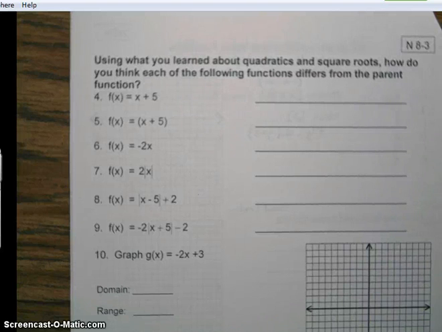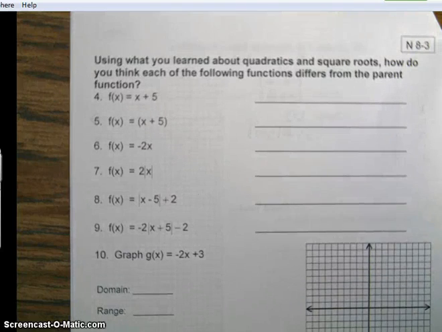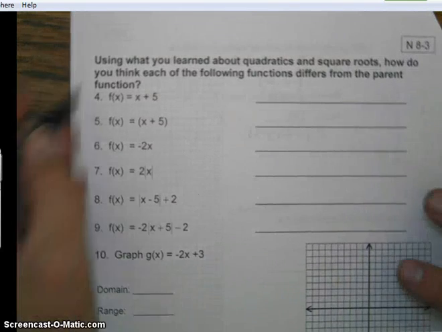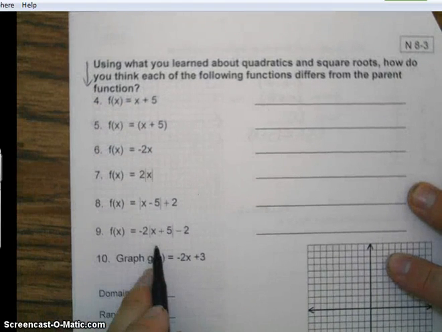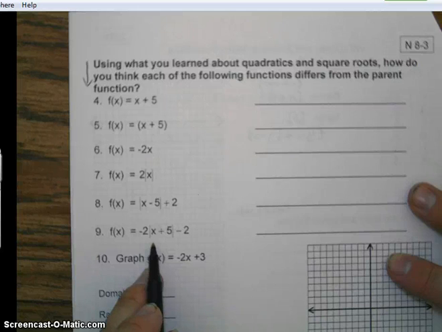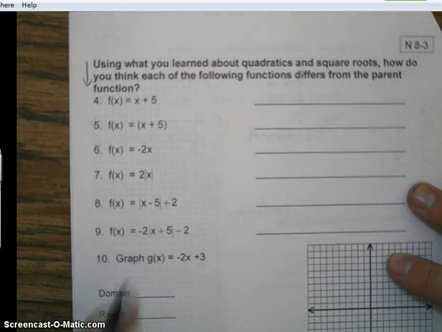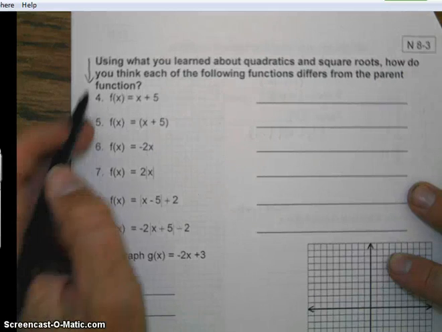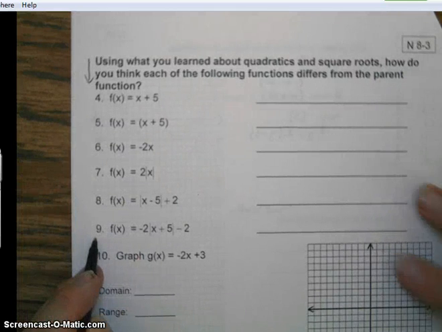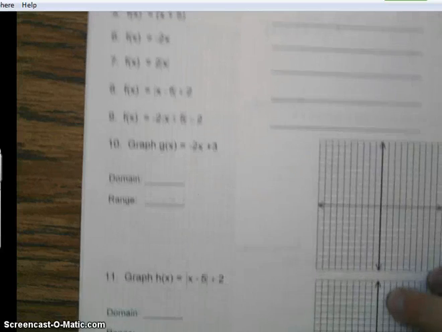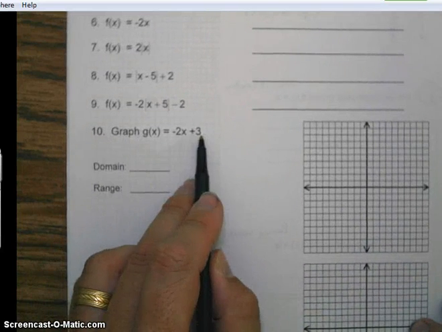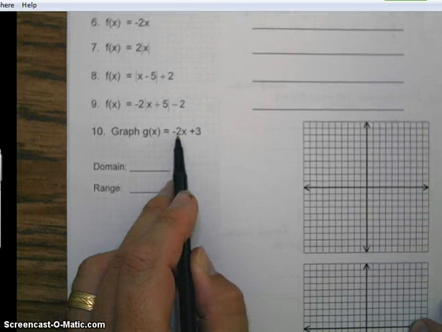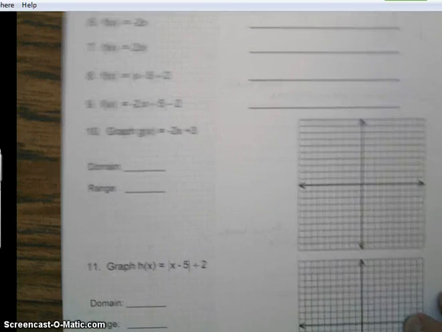I hoped you guys worked hard in class, but in case you didn't take advantage of that time, I do expect you to do these problems here. Tell me the transformations: left and right, up and down, if there's a stretch or compression, if there's a reflection. I will be checking 4 through 9 tomorrow. Number 10 is one that you should be able to do, graphing the y-intercept. Go ahead and graph the slope. Please do that one for tomorrow.